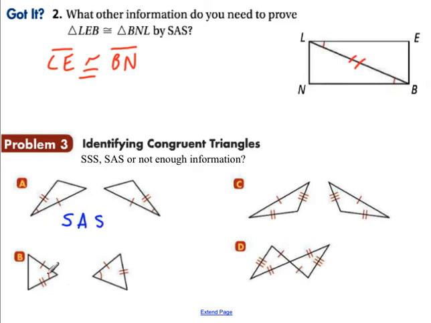Letter B down here, we have side, angle, side here, but we don't have the included angle up here. Okay, that angle should be up here, so that one is not enough info. Okay, not enough. Over here for letter C, we have all three sides marked as being congruent, so that would be side, side, side. And likewise, letter D is also side, side, side.